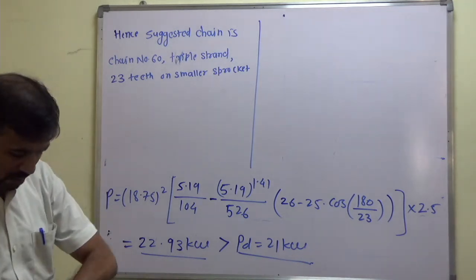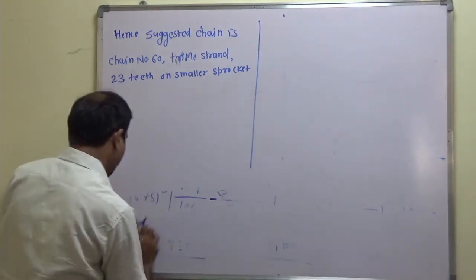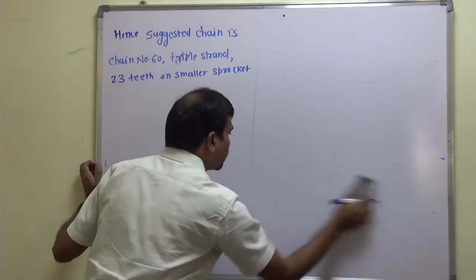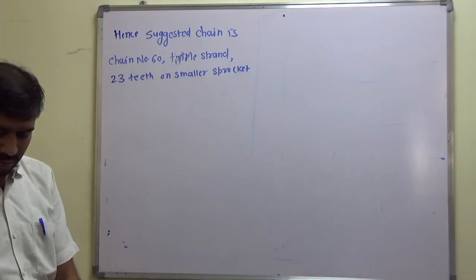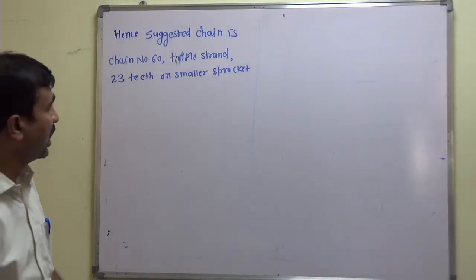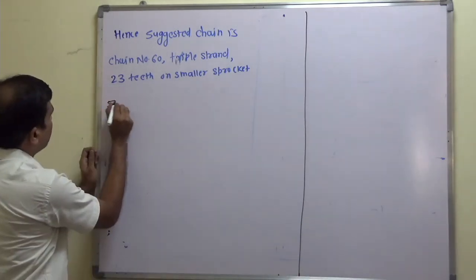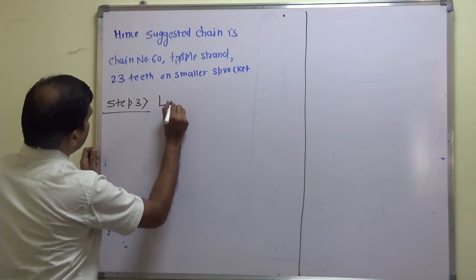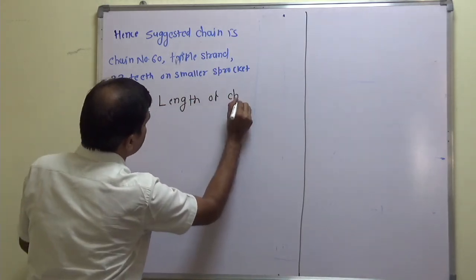Moving further, now step number 3, to calculate length of chain. So we have finalized the chain number. Now we calculate length of chain. Step number 3 is about length of chain.